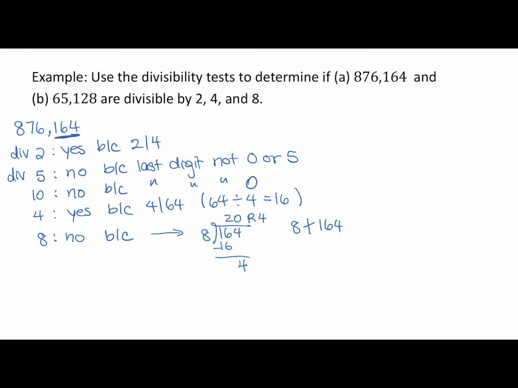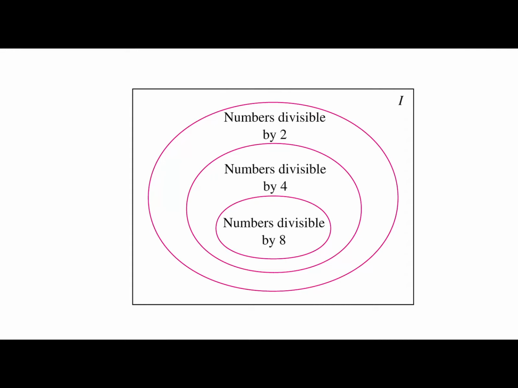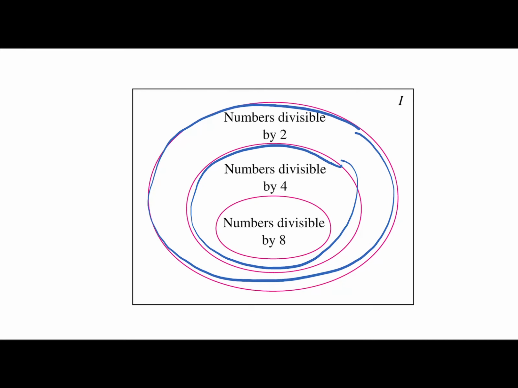All right, what about part B? I'm going to let you try that. Okay, so we have this little diagram of numbers divisible by powers of 2. If your number is divisible by 8, then that means it's also divisible by 4. So it lies inside this bigger circle, right? And if your number is divisible by 4, then it's definitely divisible by 2.